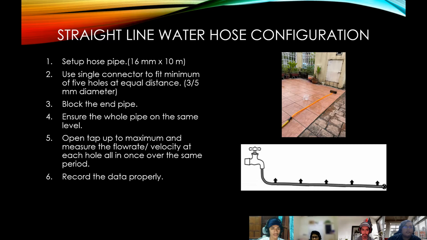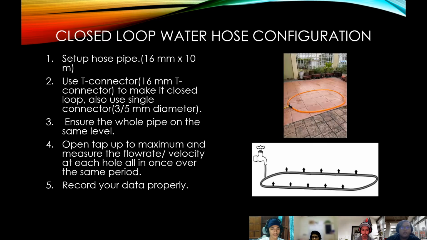Okay, this is for the closed loop water hose configuration. The first one is to set up the hose pipe. The second, use a 16 millimeter T connector to make it a closed loop. Also use single connectors. Third, ensure the whole pipe is on the same level. And fourth, open the tap to maximum and measure the flow rate or velocity at each hole, one at a time, over the same period. The last one is to record the data properly.